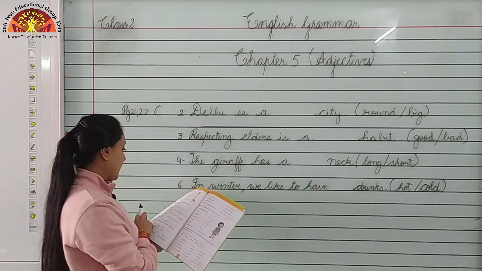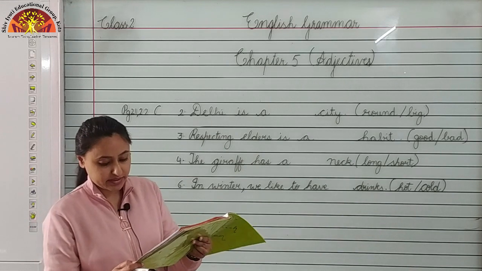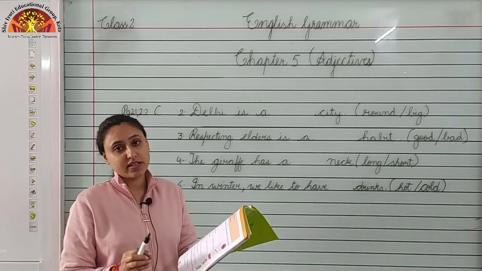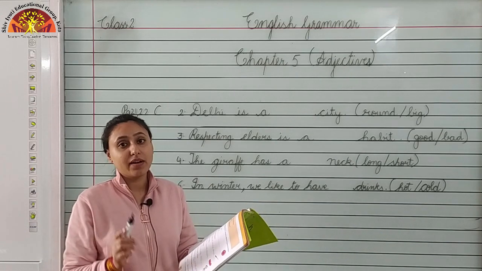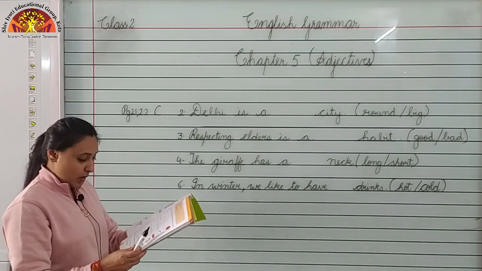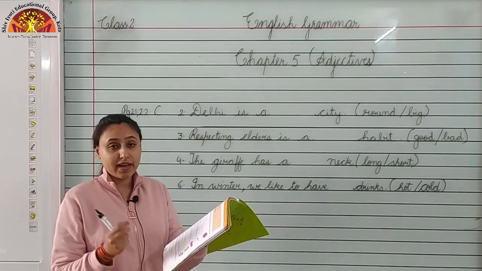Question is, fill in the blanks by choosing suitable adjectives from those given in brackets. So children, some adjectives are given to you in a bracket. You have to choose the correct one and fill in the blanks. Okay. Number 1 is the packet is very dash. Two options are given to you, heavy and young.